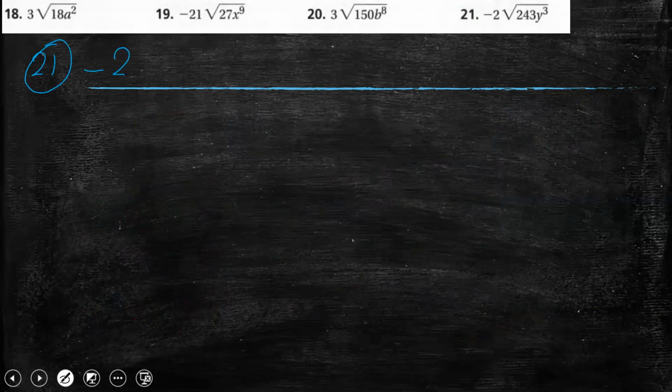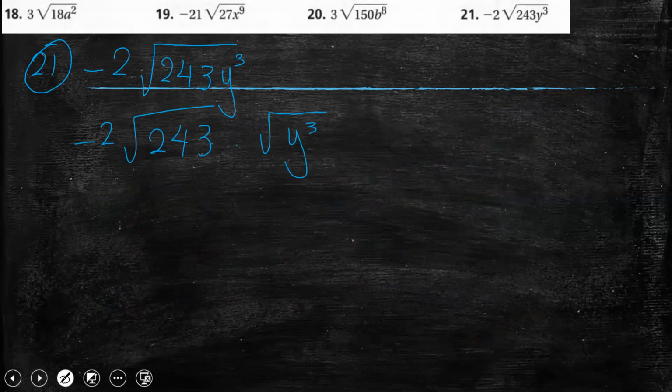We have -2 square root of 243 times y cubic. Now, think about it here. Here we have 243 and y cubic. Now, 243, I will ask myself, can I divide it by 3? Let's see. 3 plus 4, 7 plus 2, 9. 9 is a multiple of 3. So yes, I can divide it by 3. So I can write it as 3 times.